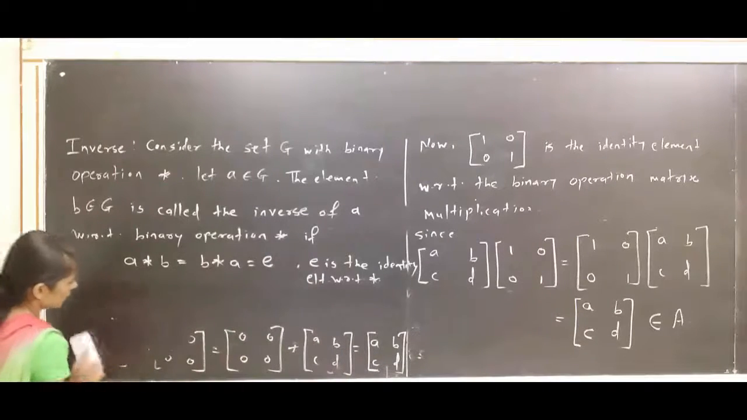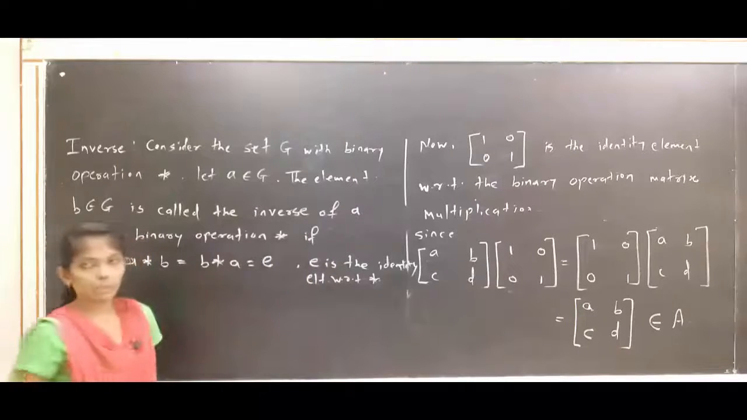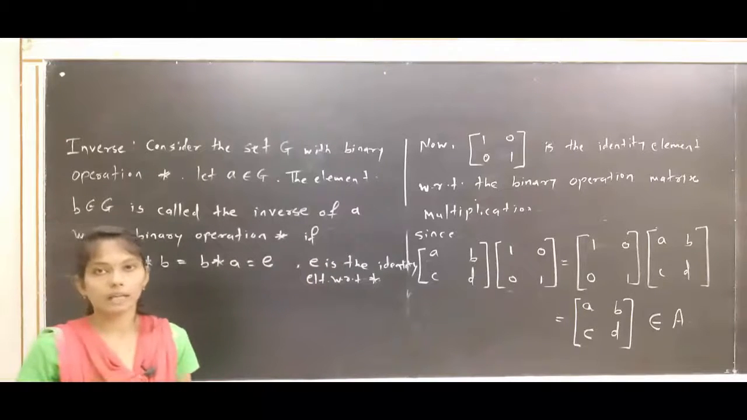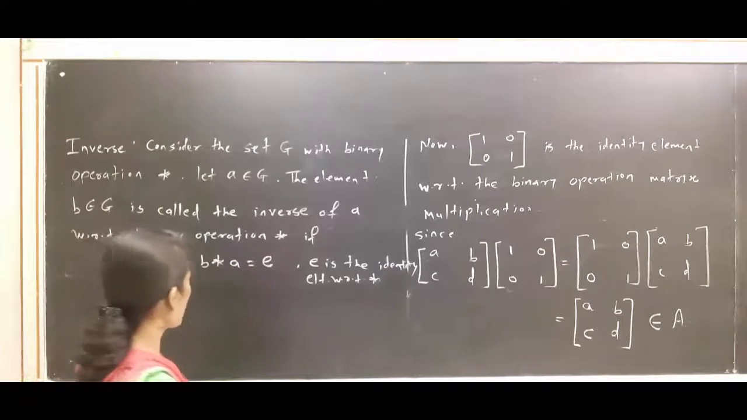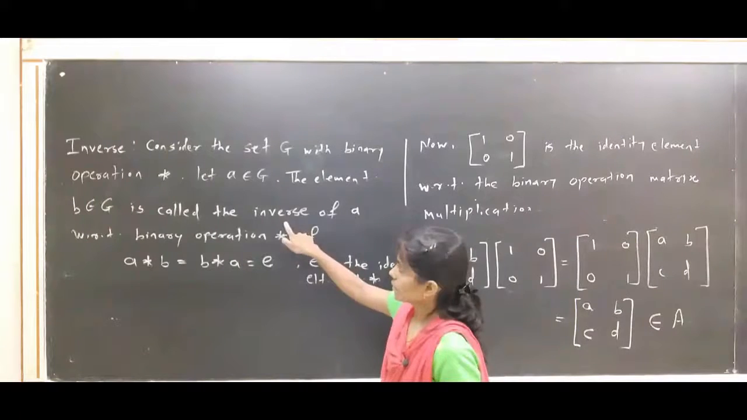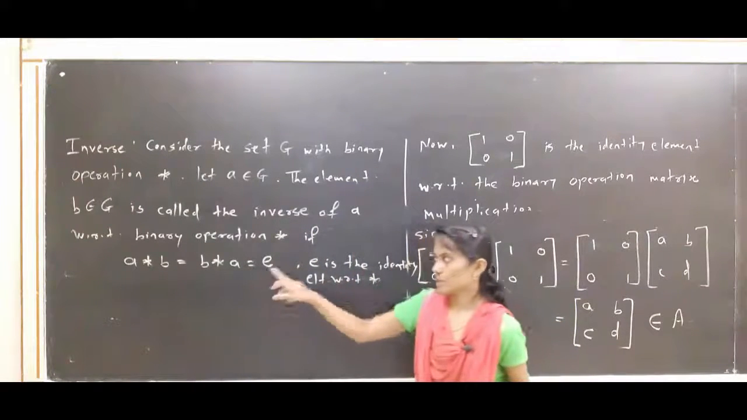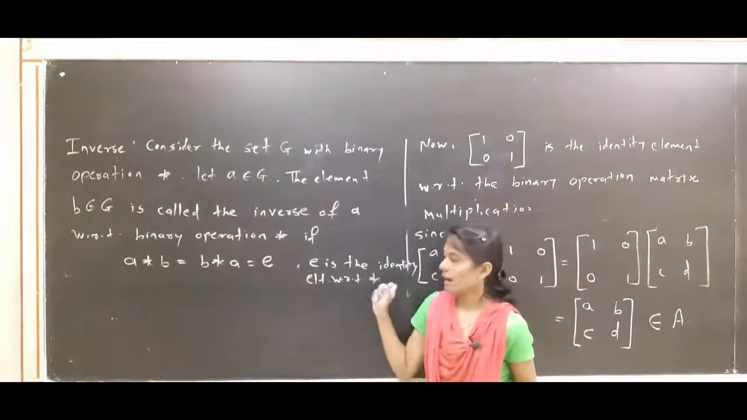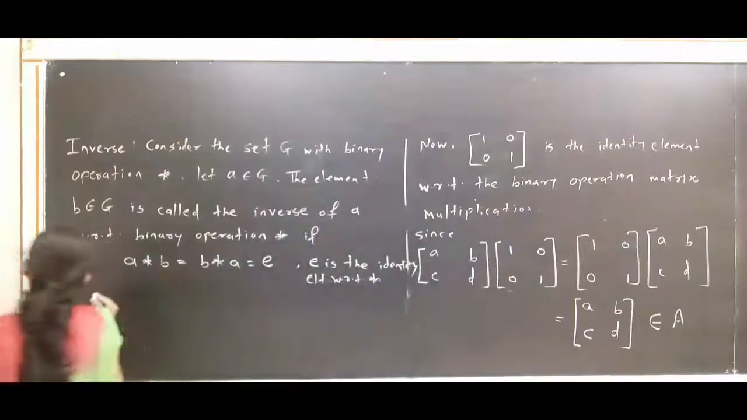Okay, so here G be a set with respect to binary operation star, E be the identity with respect to binary operation star, A belongs to the set G. So here B is called the inverse of A if A star B is equals to B star A is equals to E. E is the identity element with respect to star. Okay, now we see the example.